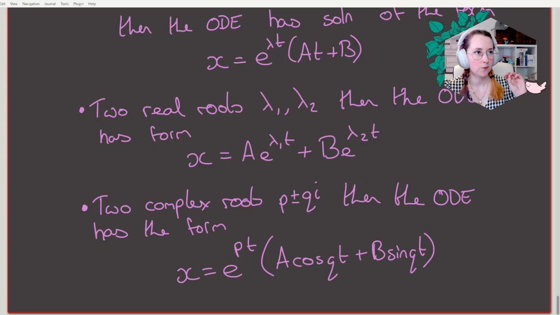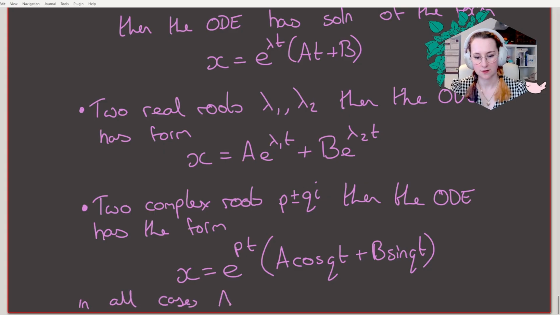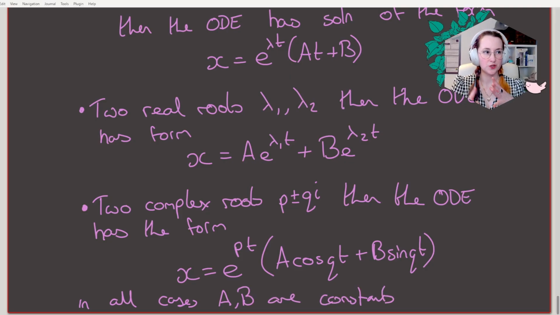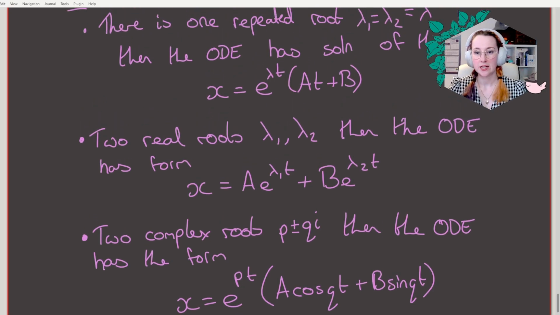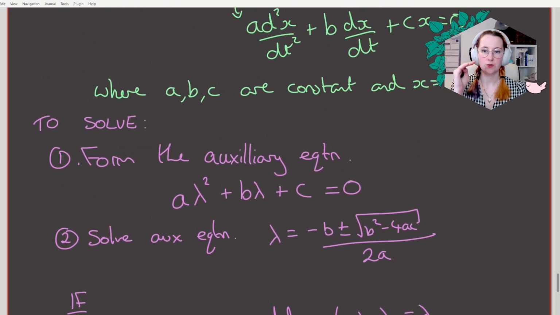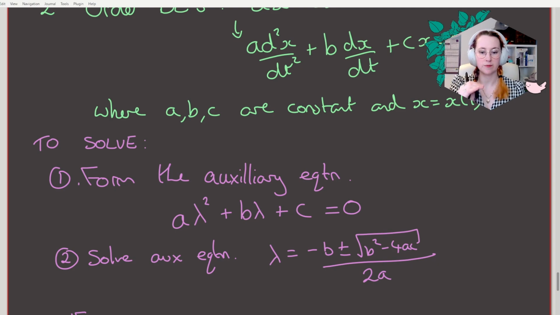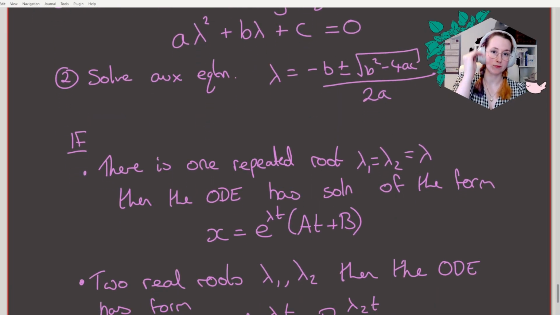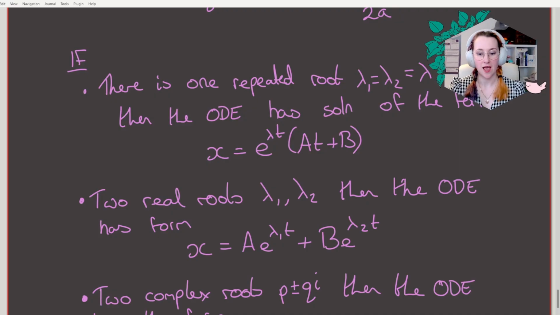So basically, A and B here, capital A, capital B, are constants, and the lambdas are determined based on the solution to the auxiliary equation. Generally when you're solving, you take your ODE, you form the auxiliary equation, you solve it, and then you say, well, x is of this form. So say you do that and you get two real roots for lambda. You say x is a e to the 3t plus b e to the minus 2t, for example.